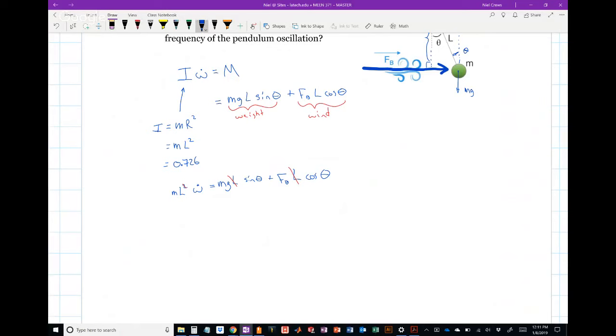Okay, and I'm going to go ahead and turn this into a double dot, or a theta double dot. Okay, so this is mL theta double dot. That'll make it a little bit more familiar. Equals mg sine theta plus F_B cosine theta. Right?